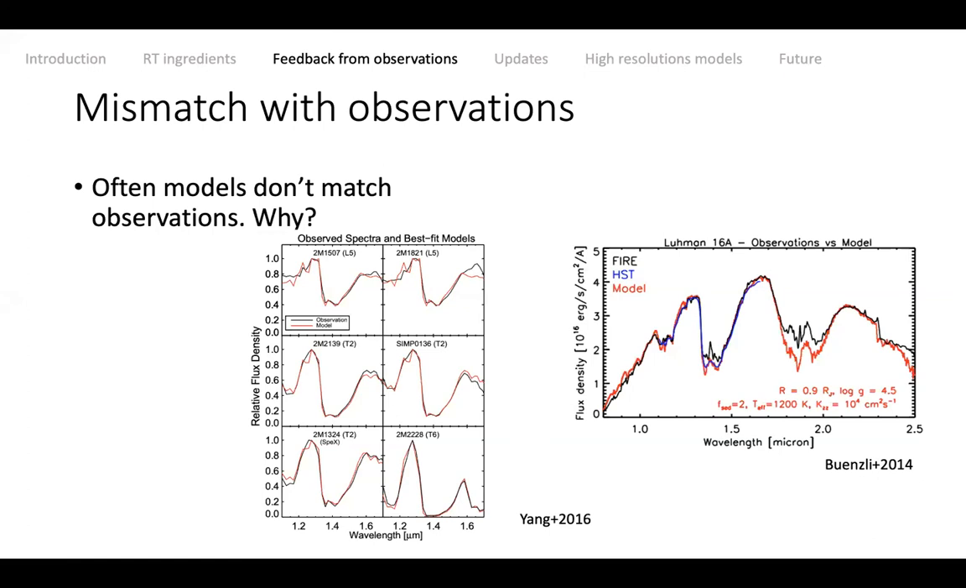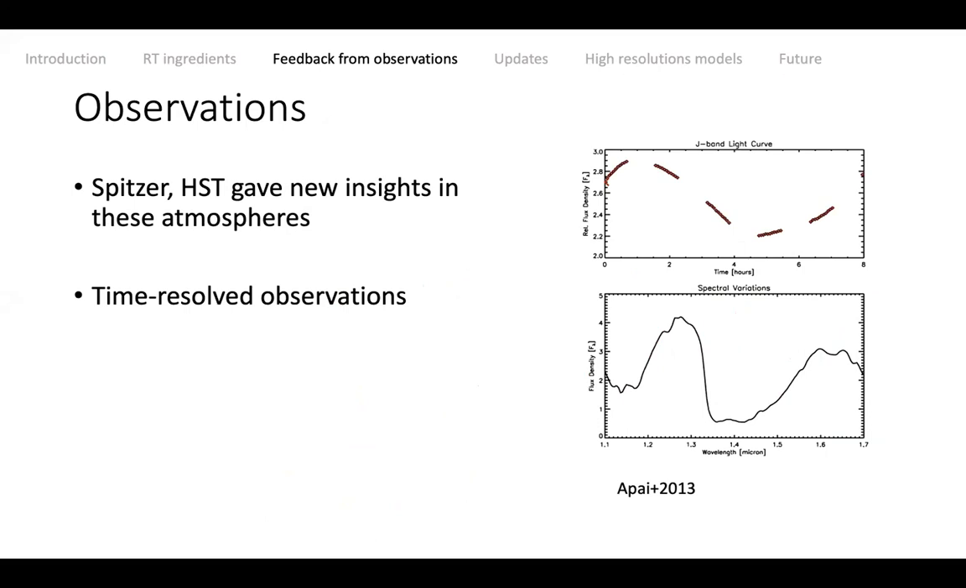And why does this happen? In order to understand, I will take you one step back and explain a bit the observations we have been doing for these objects. In particular, with Spitzer and Hubble, for the last 15 years, we have been getting really amazing observations of brown dwarfs. And with time-resolved observations, we have opened a new window in these atmospheres. What we're doing with time-resolved observations is observing an atmosphere as it rotates around its axis during a single or more than one days of this target.